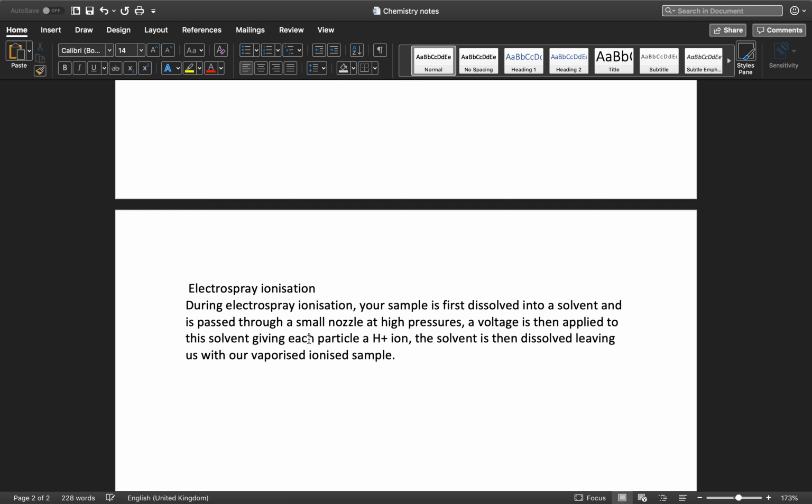Okay. So during the electrospray ionization, your sample is first dissolved into a solvent and is passed through a small nozzle at high pressures. A voltage is then applied to your solvent, giving each particle a hydrogen ion. The solvent is then dissolved, leaving us with a vaporized ionized sample.